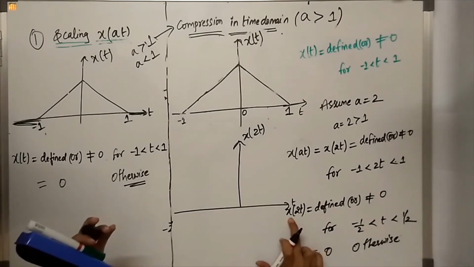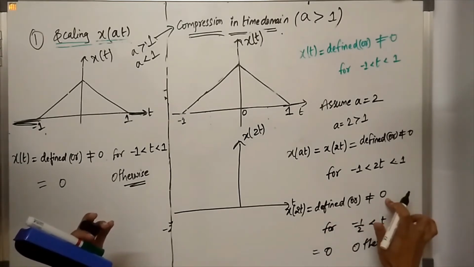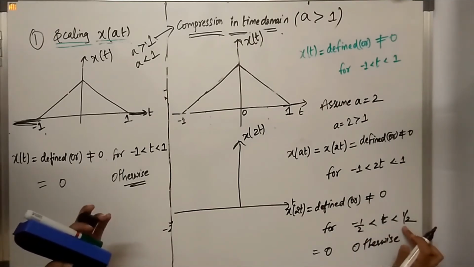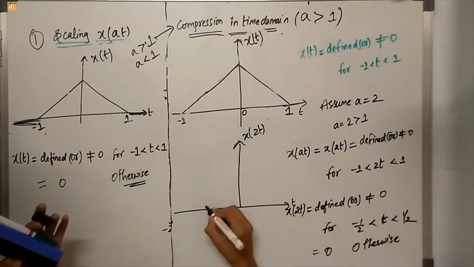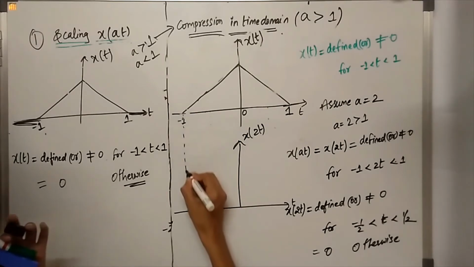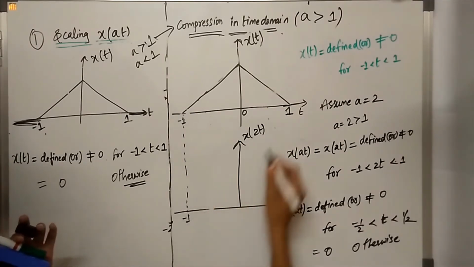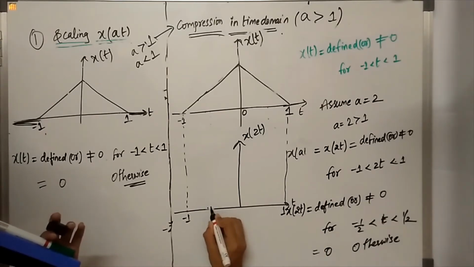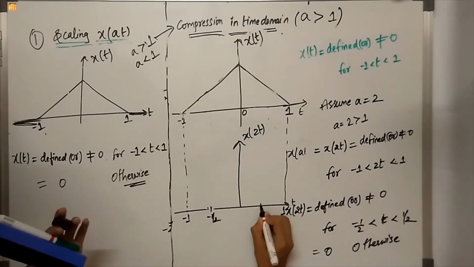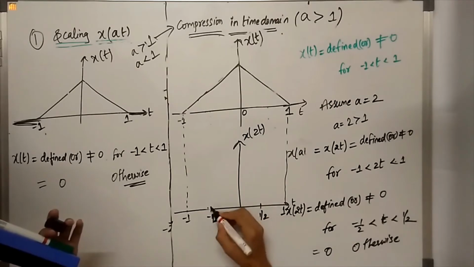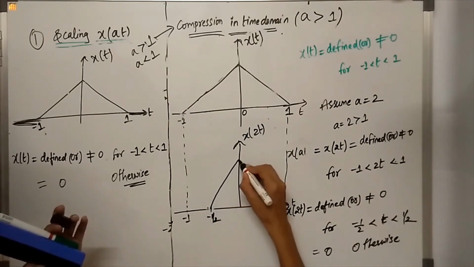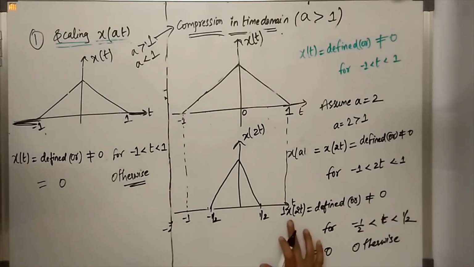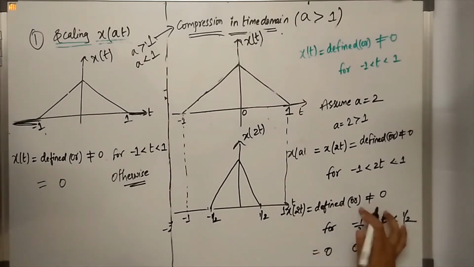This x of 2t is defined, or not equal to 0, for t greater than minus 1 by 2 to plus 1 by 2. So here this is 1, this is minus 1, this is plus 1. I'll find minus 1 by 2 to plus 1 by 2 here. This x of 2t is defined, or not equal to 0.